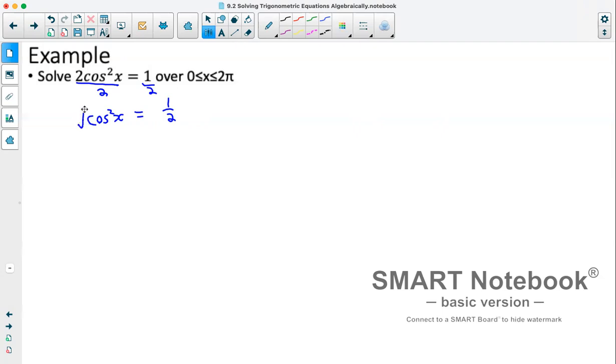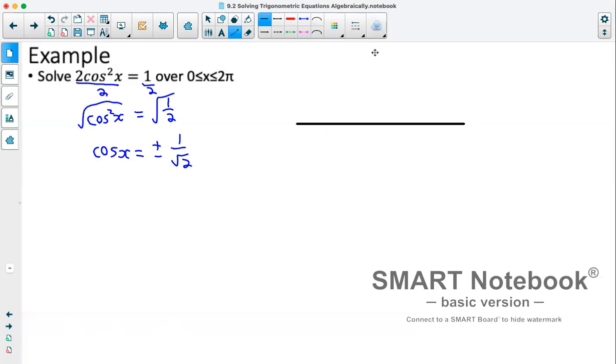Now our next step, take the square root of both sides. So that gives us cos x equals, whenever we take the square root, we have positive or negative. So that would be, we can take the square root of 1, so 1 over root 2. Because our function is equal to plus or minus, that means it's actually going to be in all 4 quadrants, because it's going to be in the 2 quadrants where cos is positive and the 2 quadrants where cos is negative.